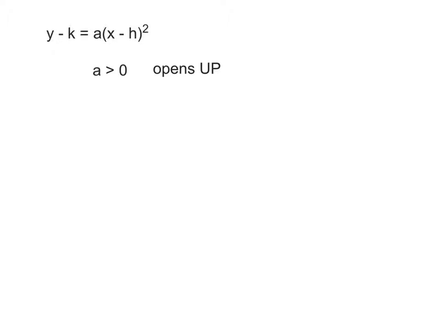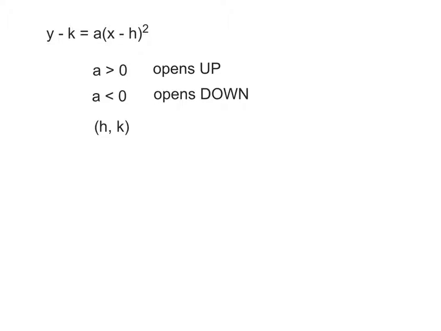Now, just as in the previous form, the general form of the quadratic, we start with the coefficient a, and if a is greater than 0, or if a is positive, the graph opens up. And just as before, if a happens to be negative, the graph opens down. So if a is positive, it opens up. If a is negative, it opens down.